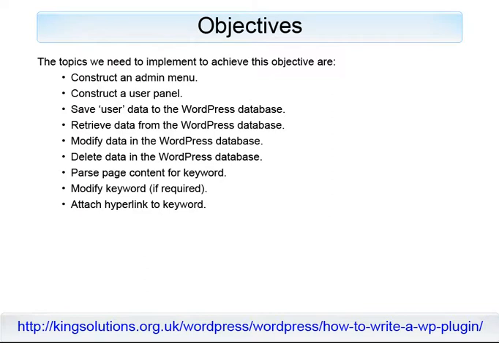The topics we need to implement to achieve this objective are: construct an admin menu, construct a user panel, save user data to the WordPress database, retrieve data from the WordPress database, modify data in the WordPress database, delete data in the WordPress database, parse page content for keywords, modify keywords if required, attach a hyperlink to the keyword.